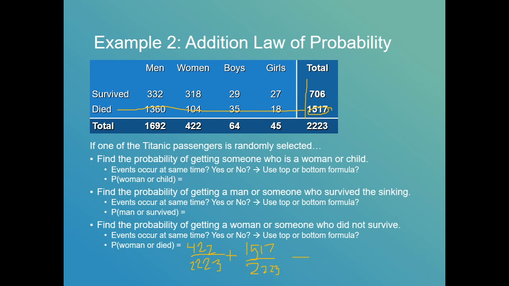Then from that, we'll subtract the probability of being a woman who died. So that would be 104 divided by the total sample again. Woo! This math is going a little crazy here. Sorry. So when you would compute that with a calculator, you would get the answer of the probability of being a woman or someone who died if we randomly selected one person out of this sample.